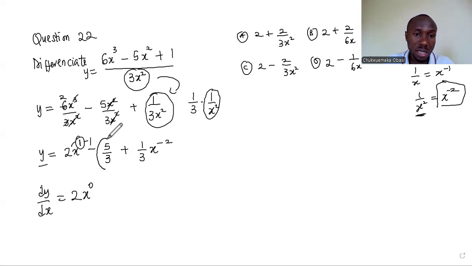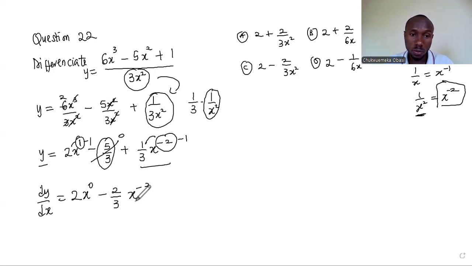So this is a constant term here. When you differentiate a constant, that is just 0. That makes life easy for us. Now let's differentiate this other term. Remember, the minus 2 will multiply this one, so that would be minus 2 over 3, since minus 2 times 1 over 3 is minus 2 over 3. Then you remove 1 from the minus 2, and that will be x to the minus 3.